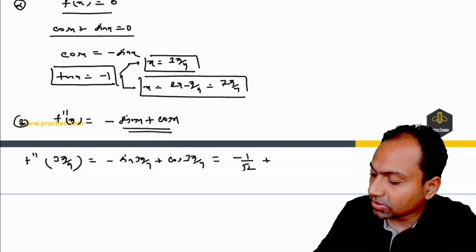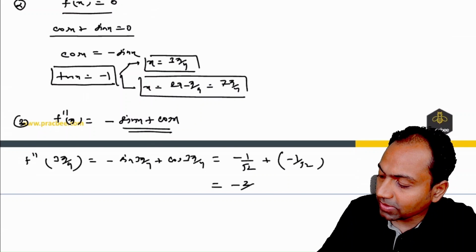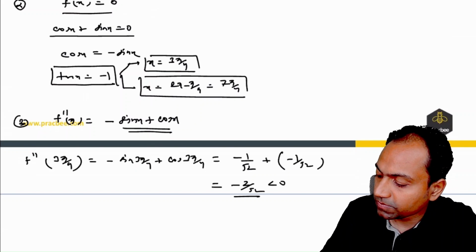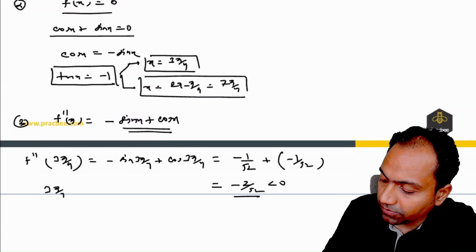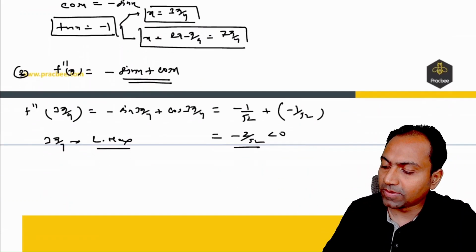Cos 3 by 4 is nothing but minus 1 by root 2 in the second quadrant. So you can see that the answer is minus 2 by root 2. It is smaller than 0. And hence 3 by 4 is nothing but the point of local maxima. Opposite: if it is smaller than 0, maxima, and vice versa.